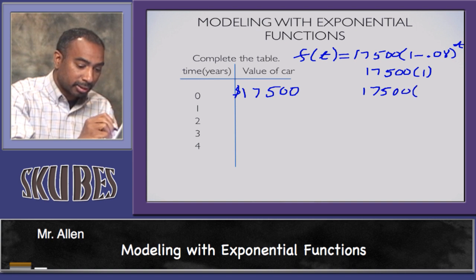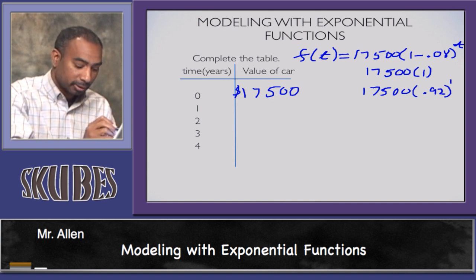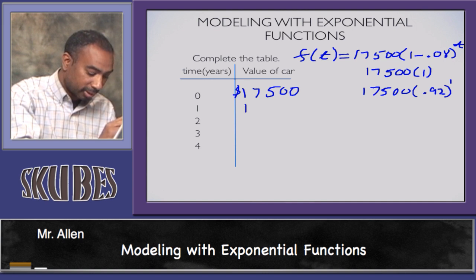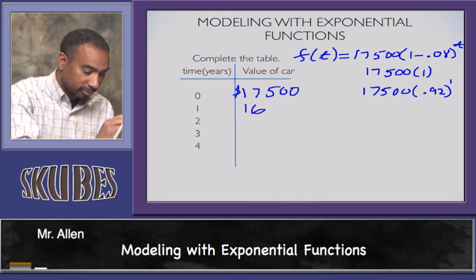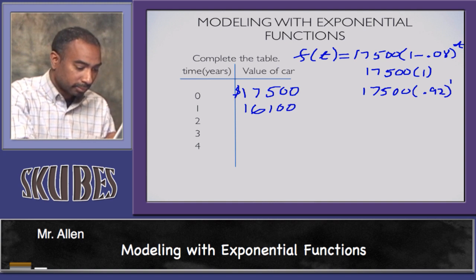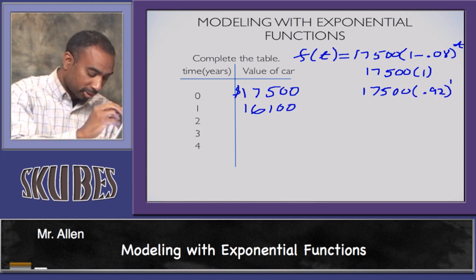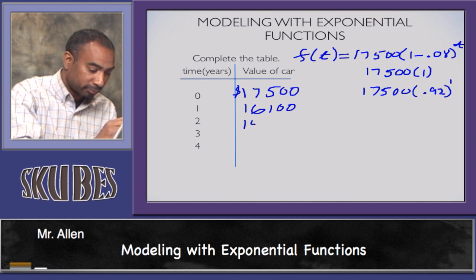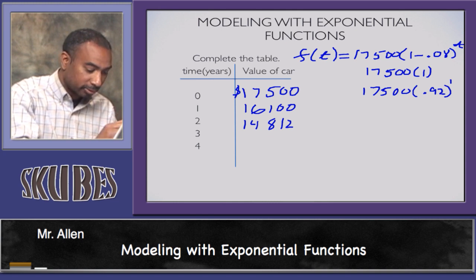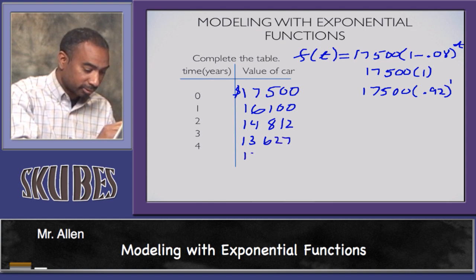But after 1 year, if you plug this in, you have to multiply this times 0.92, to the first power, which is just 0.92. And if you multiply that, you're going to get 16,100. And if you go through the chart, you're going to get these values. Then it's going to go down to 14,812. After 3 years, it's going to go down to 13,627. And after 4 years, it's going to go to 12,536.